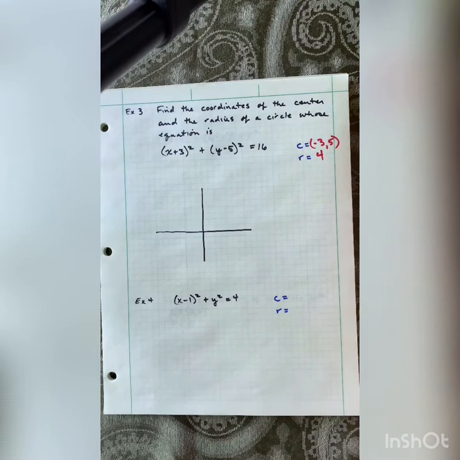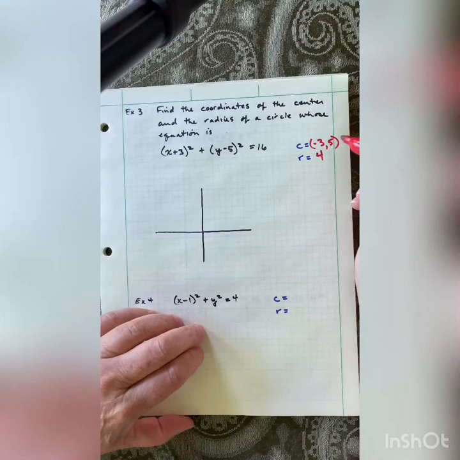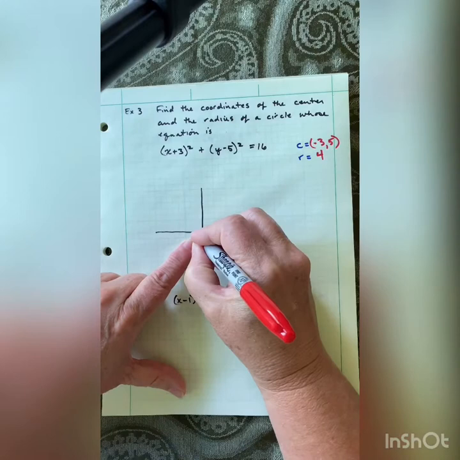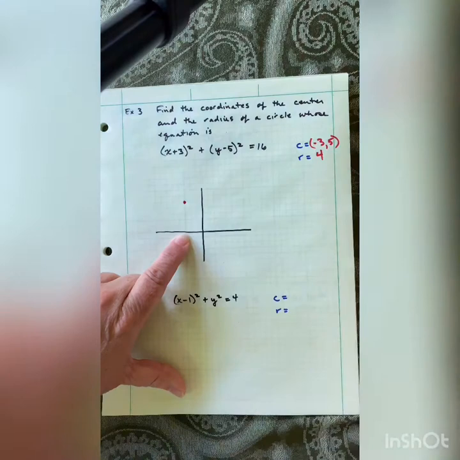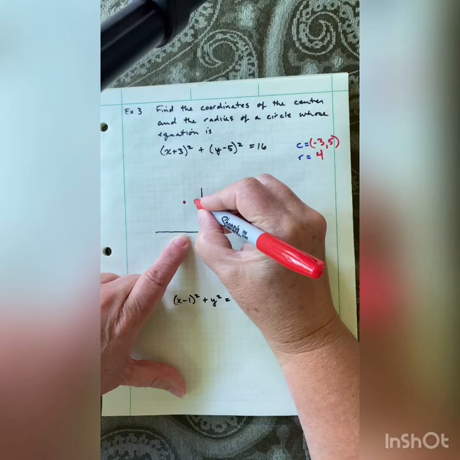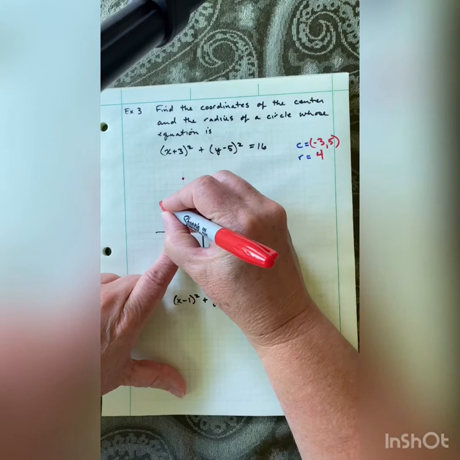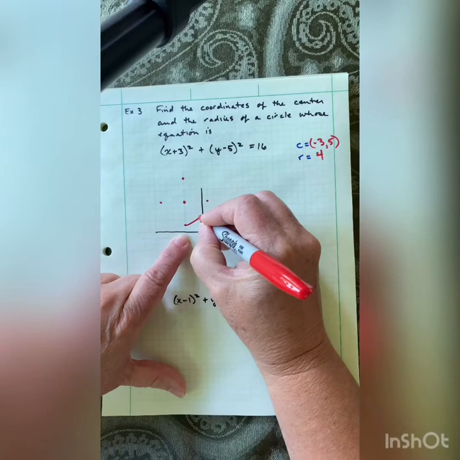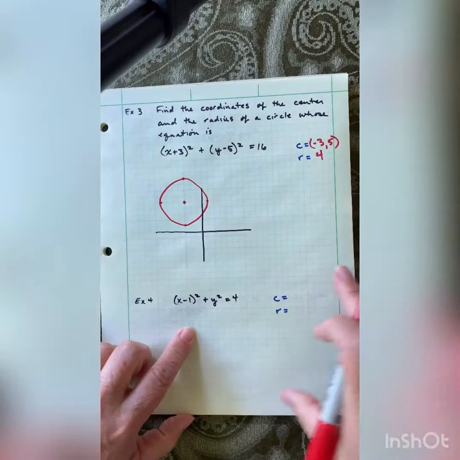Okay, so let's graph this now. First thing I do is put on the center: -3, 1, 2, 3, and 5, 1, 2, 3, 4, 5. Right there, there's my center. My radius is 4, so all I'm going to do is count 4 in each direction: 1, 2, 3, 4, in each direction. Then I'm just going to do my best to draw a circle with those points. And there you go, that's all it is to circles.